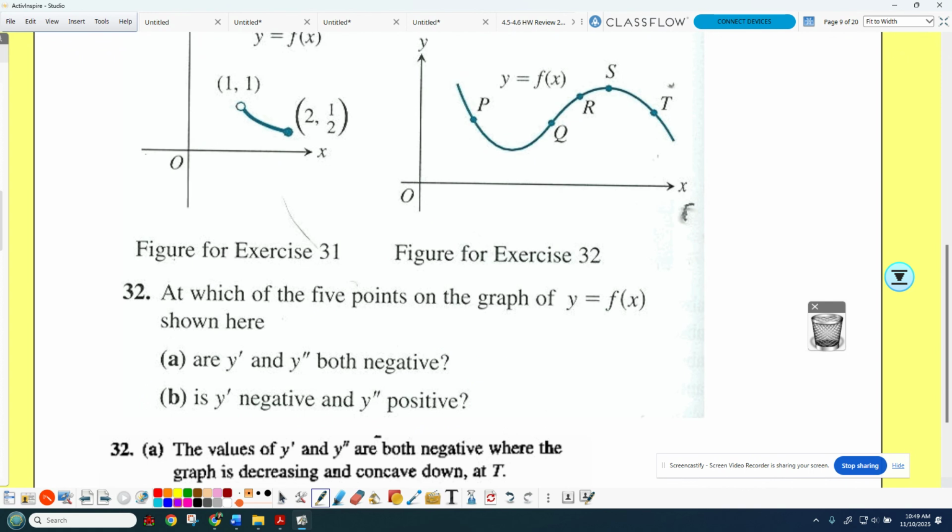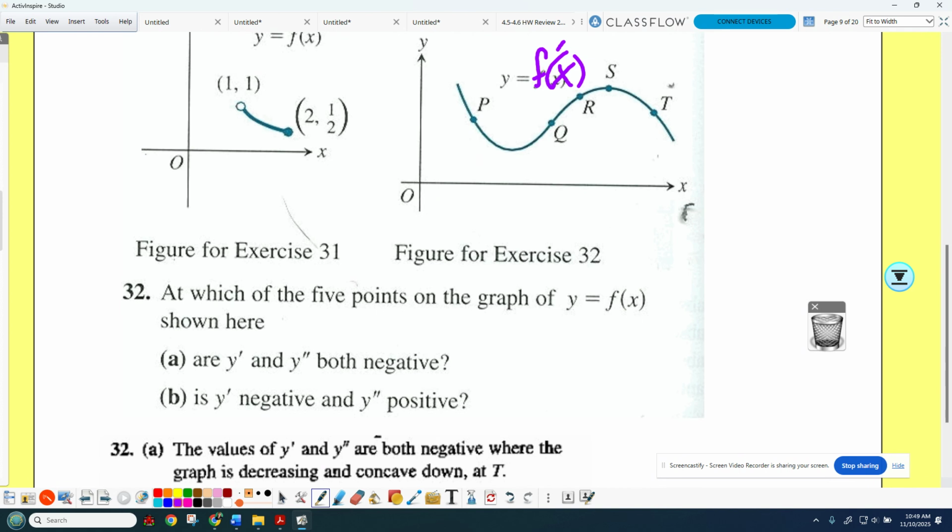Guys, for the first one, y prime is negative when the slope is going down. When is y double prime positive? On the happy face, and it is negative on the frowny face. So, to me, the hardest thing is interpreting the graph and reading it correctly.